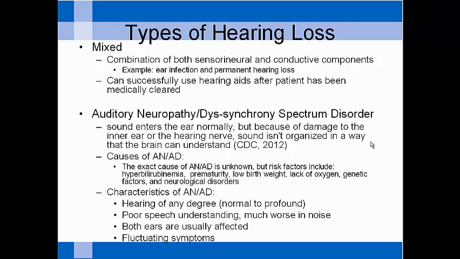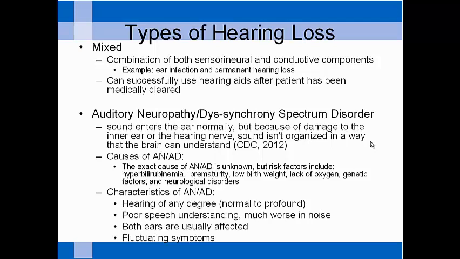They don't really know what causes auditory neuropathy, but they have identified several risk factors. Some of these include hyperbilirubinemia, which is jaundice, having a premature infant, low birth weight, lack of oxygen. Some genetic factors have been known to cause it, and if there's certain neurological disorders like epilepsy or things like that.